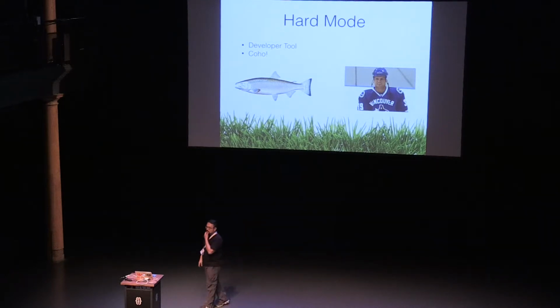Okay, this is the hard mode. Easy mode was added in GitHub. Hard mode. We have a developer tool. We call it Coho. So some of you would know, or you might not know, Coho can either be the salmon or this promising, well, used to be promising hockey player. Hockey player, he's already retired. Cody Hodgson of the Canucks.